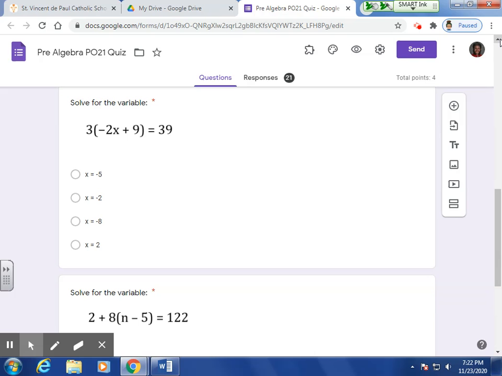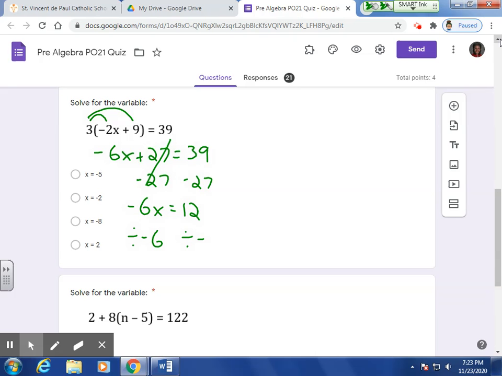We are distributing here. And that -2x, we just got to remember it's there. 3 times negative 2x is a negative 6x. 3 times a positive 9 is a positive 27. And all that equals 39. Okay. Now we're at a two-step equation. So we're going to subtract 27 from both sides, opposite operations. Negative 6x, 39 minus 27 is 12.